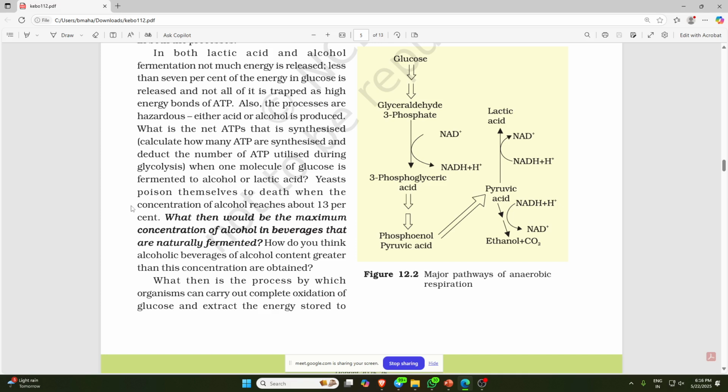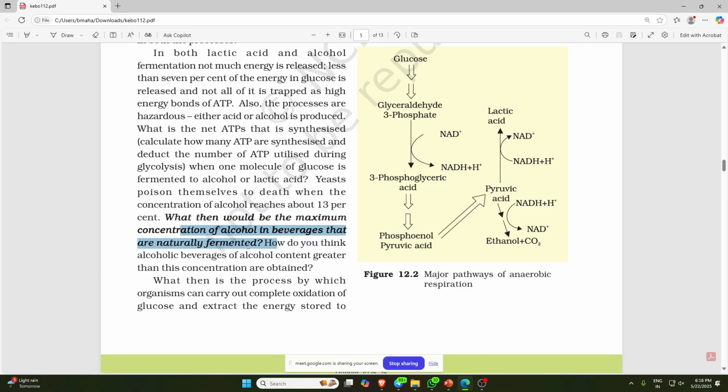Yeast poison themselves to death when the concentration of alcohol reaches about 13%. When the alcohol is more than 13%, the yeast die. So what would be the maximum concentration of alcoholic beverages that are naturally fermented?